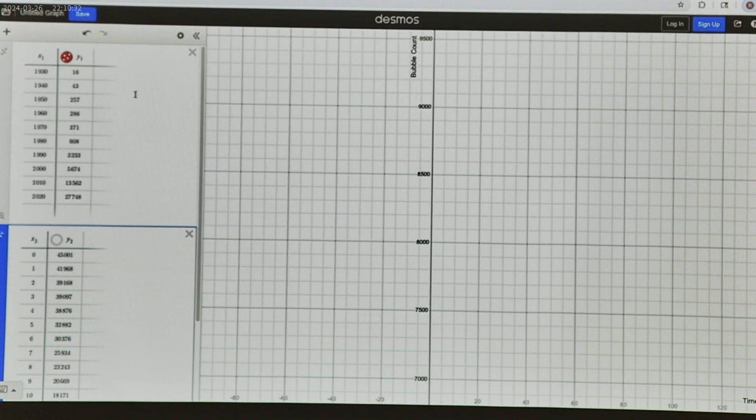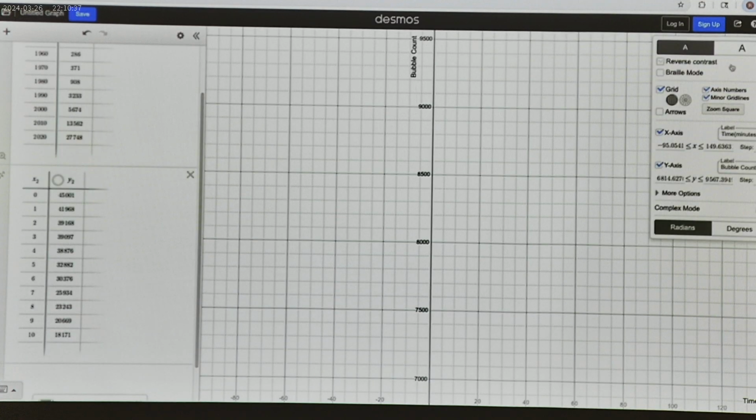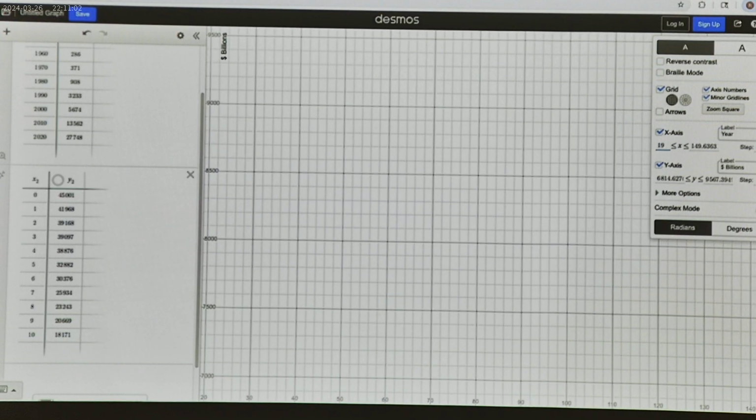So the first one is year and U.S. national debt in billions. Boy, real fun one to start out with that. So with a label, we're going to go with year. And then for the debt, we're going to say dollars in billions. All right, so now I've got to fix what the range is. So for the x-axis, we're starting with 1930, so I'll say 1920. And then for the final one, I'm going to say 2040.